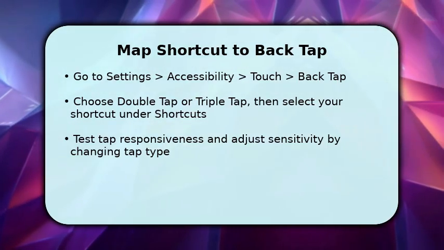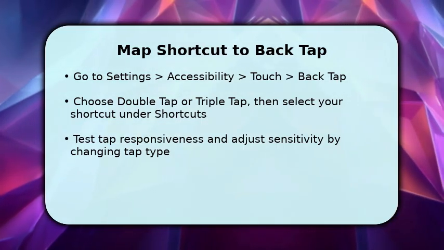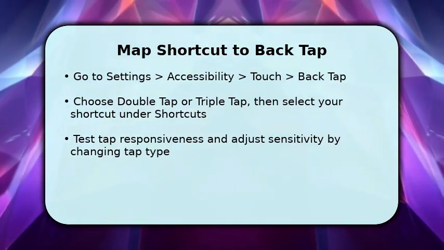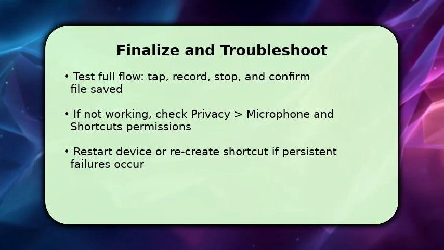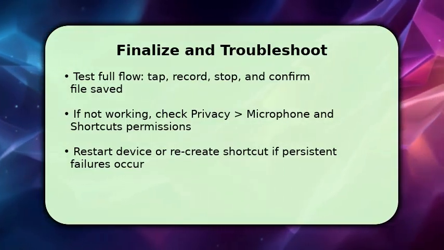If it doesn't trigger, try the other tap option or re-record the shortcut to remove modal dialogues. Make sure Shortcuts has microphone and file access in privacy. Finish by running a complete test. Back tap triggers the shortcut, the app records, and the file saves where you expect.